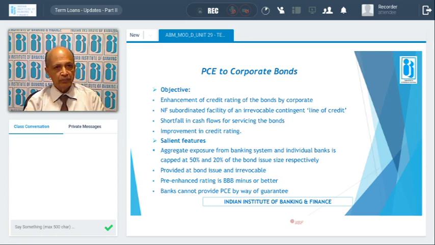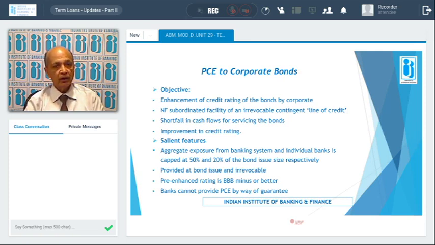Then there is another condition so far as a lender issuing bank is concerned. The pre-enhancement rating prior to the issuance must be at least BBB minus or better. So minimum is BBB minus or better. Better is always good. The minimum should be BBB minus.